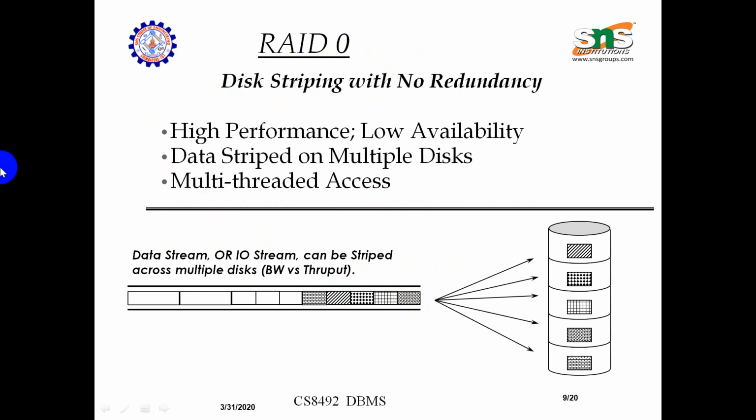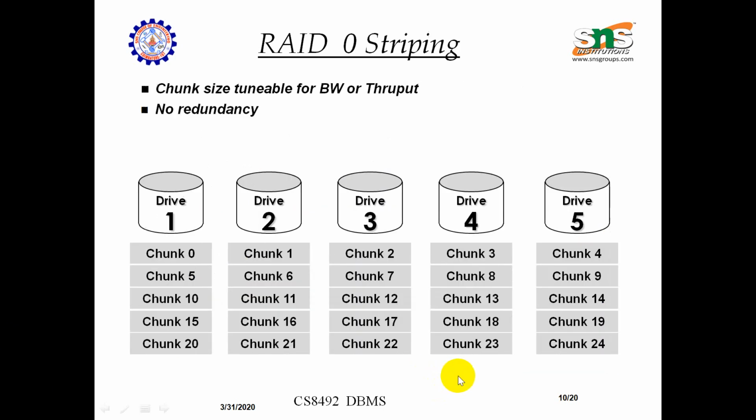There is no duplication of data. So high performance, low availability; data is striped on multiple disks and multiple threads are accessed. So the data stream or IO stream can be striped across multiple disks based on bandwidth versus throughput. So disk 1, disk 2, disk 3, disk 4, disk 5. Next one, RAID 0 striping. Chunk size is tunable for bandwidth or throughput. There is no redundant data.